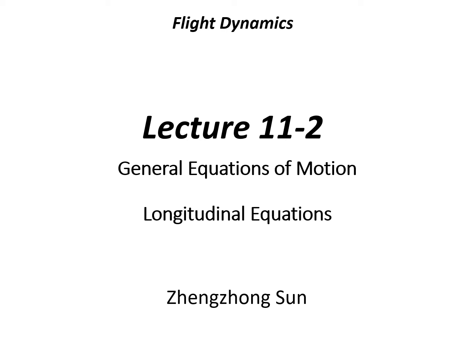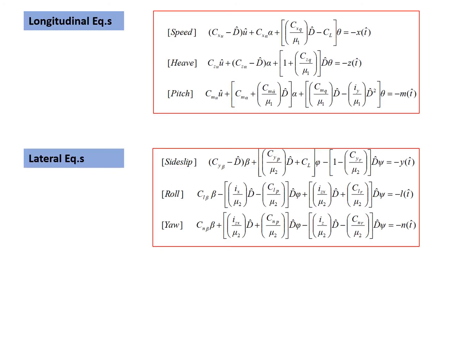In the previous lecture, we derived the general equations of motion, especially the non-dimensional form, and grouped them into the longitudinal equations and the lateral directional equations. In this second lecture, we are talking about the longitudinal equations. This is what we had from the previous lecture. As I said, we're looking at the first three equations, which are for the longitudinal motion.